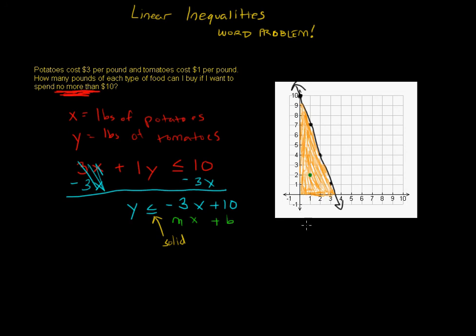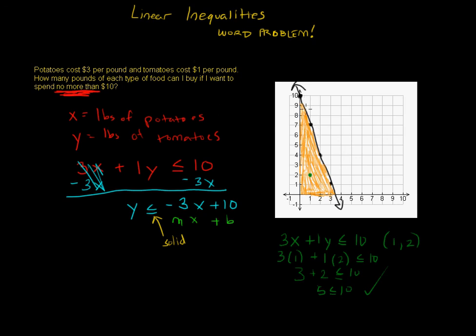So we had 3x plus 1y is less than or equal to 10. So I'm saying, how about the point 1 comma 2? What that means is 1 pound of potatoes and 2 pounds of tomatoes. So plug in $3 for 1 pound, plus $1 for 2 pounds. That better be less than 10. So that's $3 plus $2. And yeah, that is less than 10. That's $5. $5 is less than 10. So that totally works. We could also pick a point on the line.